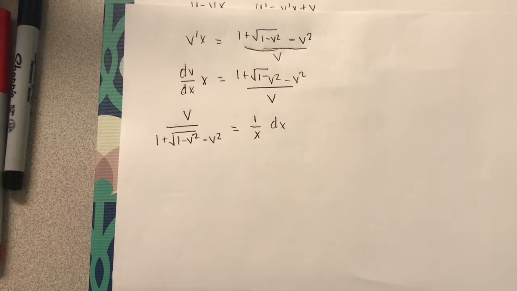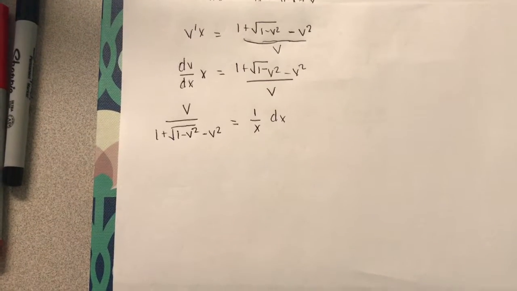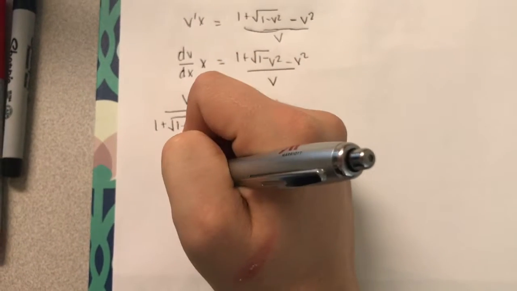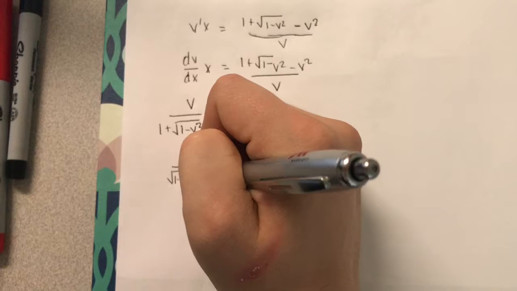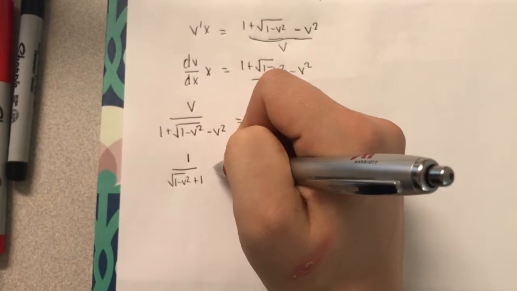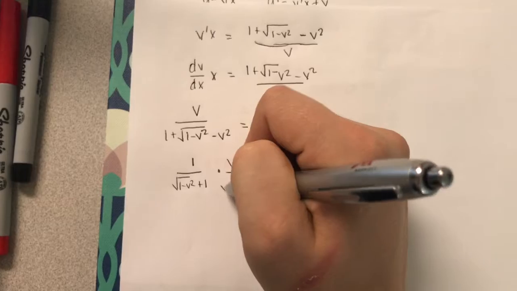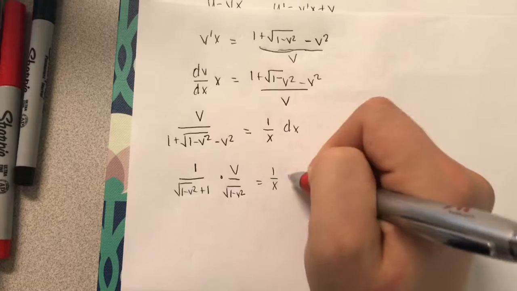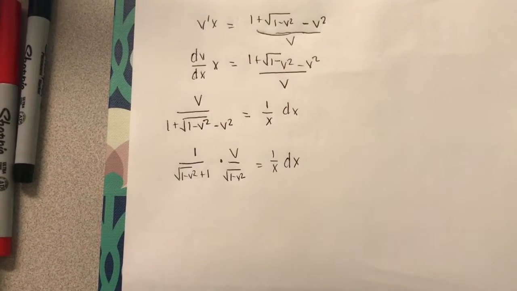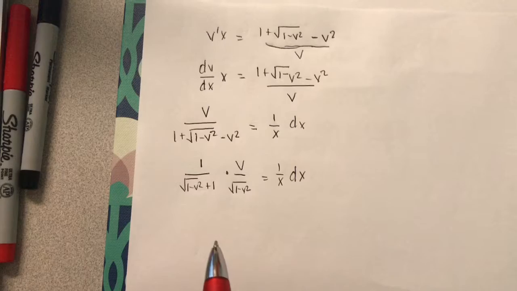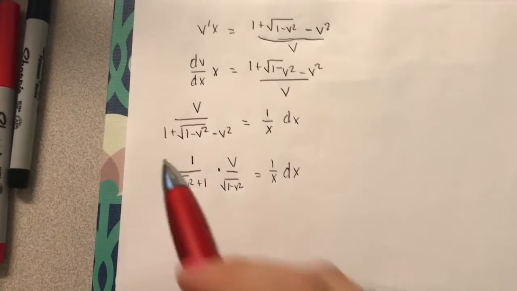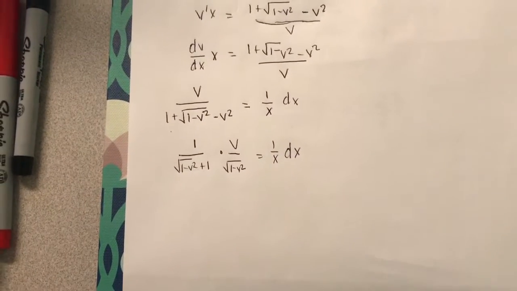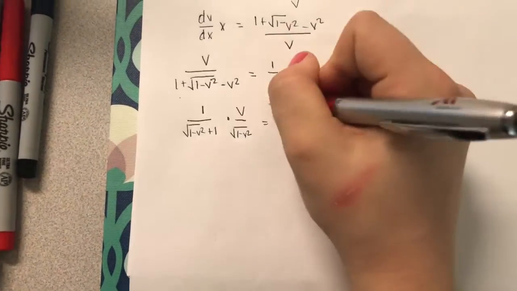Now from here, I'm going to factor out that left side to make it easier to integrate. So I'm going to get 1 over the square root of 1 minus v squared plus 1 times v over the square root of 1 minus v squared, and that's going to be equal to 1 over x dx. Now, whenever I FOIL or distribute back out that bottom, I will get the 1 plus the square root of 1 minus v squared minus v squared. So now I'm going to integrate.